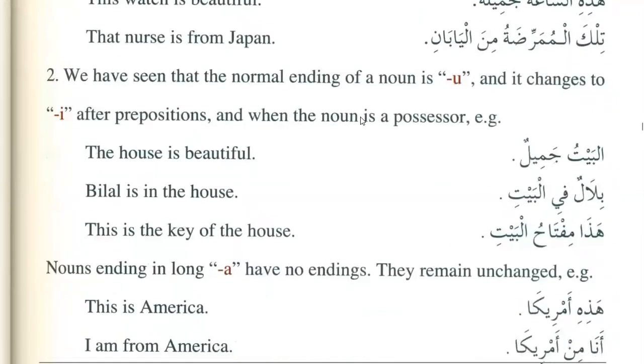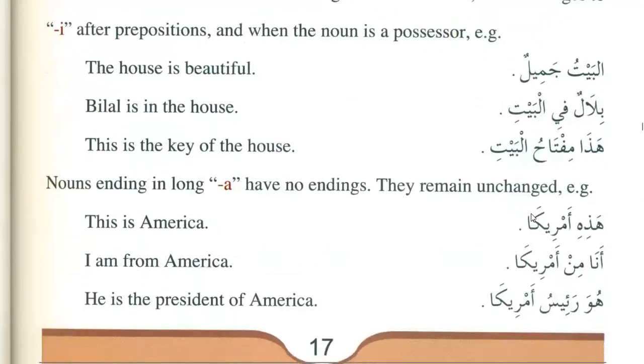Before this, you have learned that whenever there is a harf jar with a noun, it becomes majroor. And also, when a noun is mudhaf ilayhi, it becomes majroor. But here you learn that those words which have alif at the end never accept kasra. They always remain in the same form, like here we have harf jar min, but it will not give kasra to America because it has alif at the end. Here America is mudhaf ilayhi, but it will not have kasra because it has alif at the end.